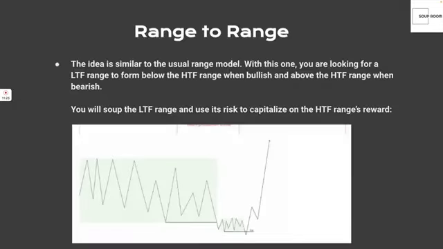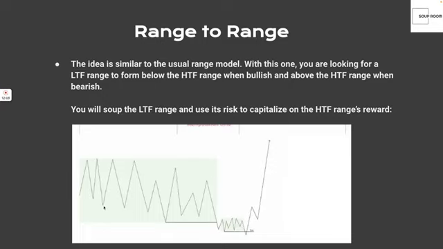The range to range model. The idea is similar to the usual range model. With this one, you are looking for a low time frame range to form below the higher time frame range when bullish and above the higher time frame range when bearish. You will soup the lower time frame range and use its risk to capitalize on the higher time frame range's reward. This is exactly how you catch high R to R trades.